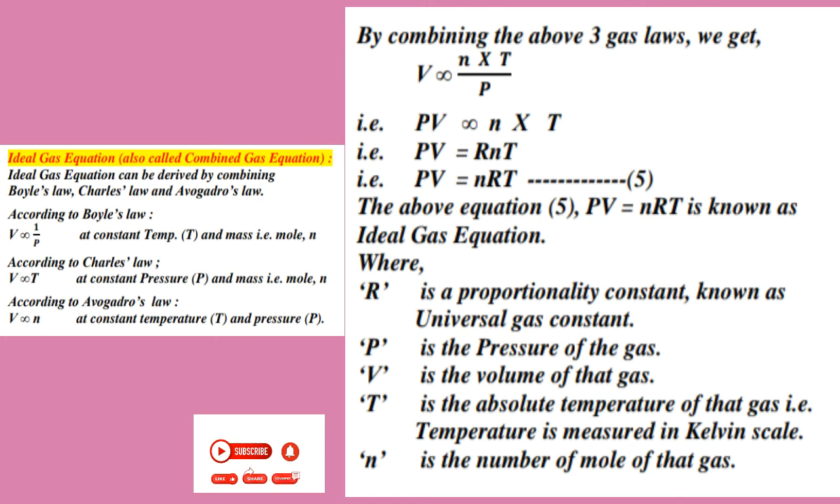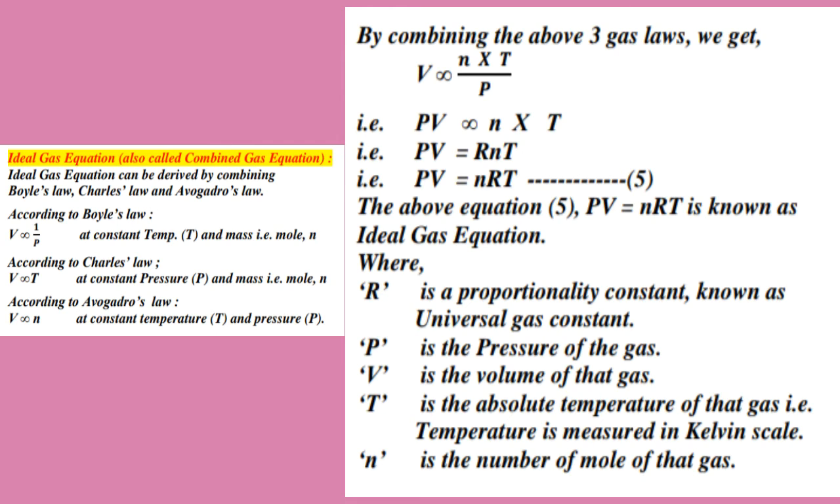Okay. The above equation number 5, PV equal to nRT, is known as ideal gas equation. In the above ideal gas equation, PV equal to nRT, the symbol R is a proportionality constant and it is known as universal gas constant.